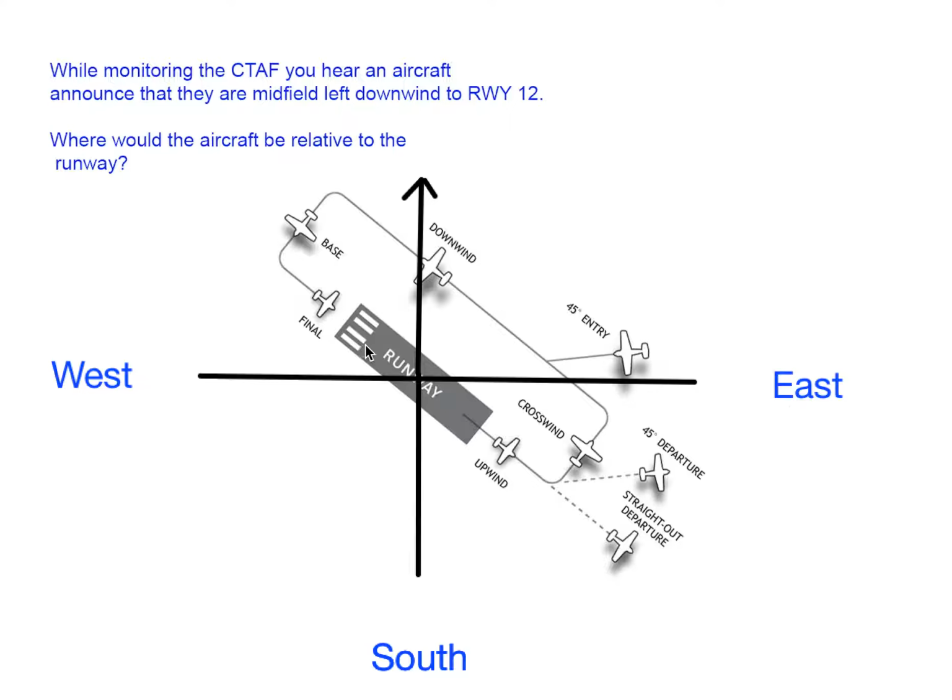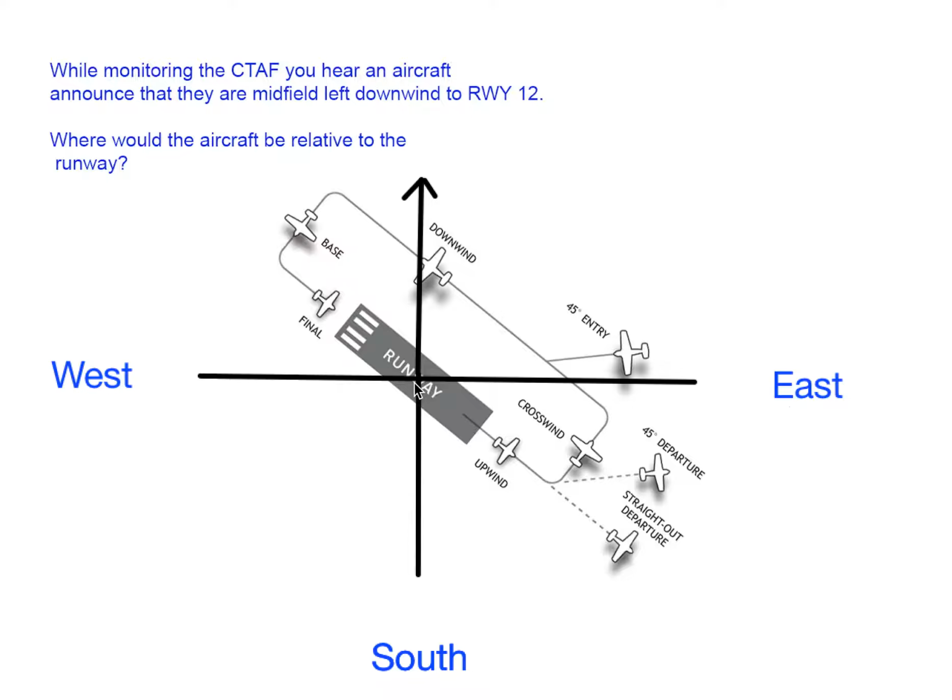Okay. So then they're asking you that you're midfield left downwind to runway 12. Okay, so here's the downwind, and here is midfield in here. Okay, so if the question is actually asking where would the aircraft be relative to the runway? Okay, so the answer is relative to the runway, it is to the northeast.